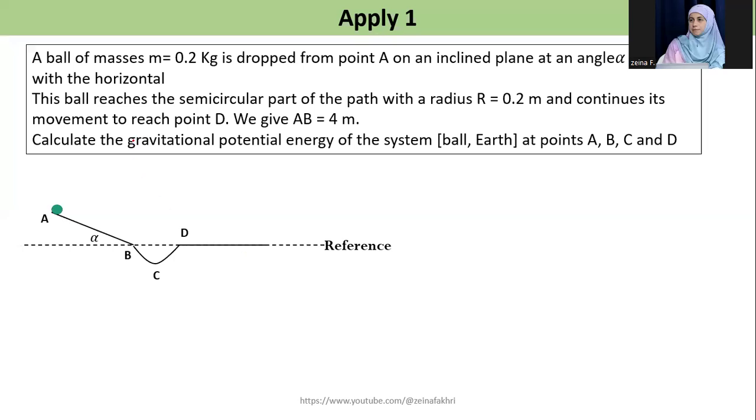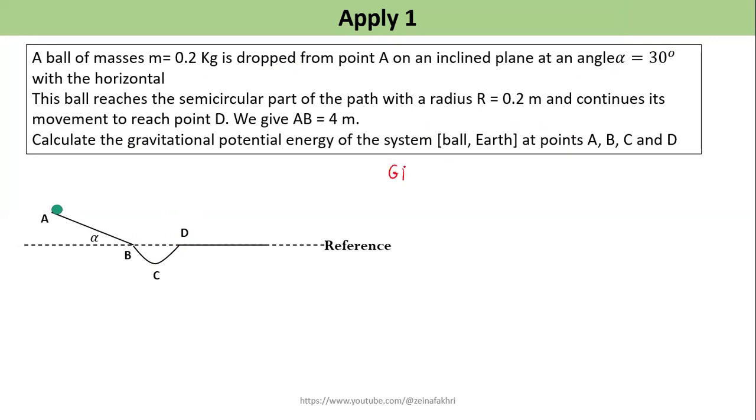Let's do a small application. A ball of mass 0.2 kilogram is dropped from a point A on an inclined plane at an angle of alpha equals 30 degrees with the horizontal. This ball reaches the semicircular part of the path with radius r equals 0.2 meter, and it continues its motion to reach the point D. We have AB equal 4 meters. Calculate the gravitational potential energy of the system ball-Earth at the points A, B, C, and D.